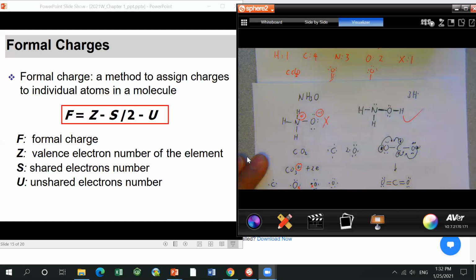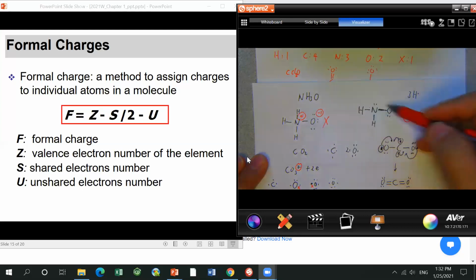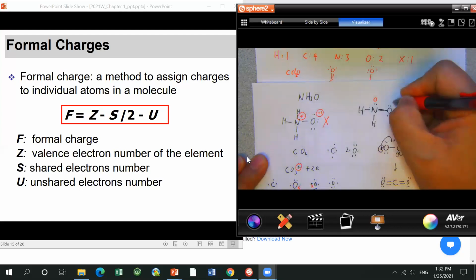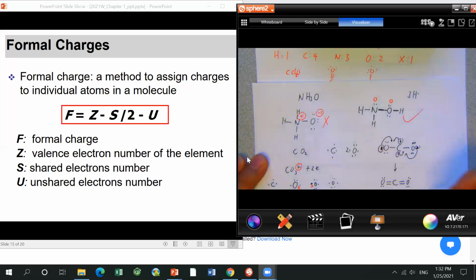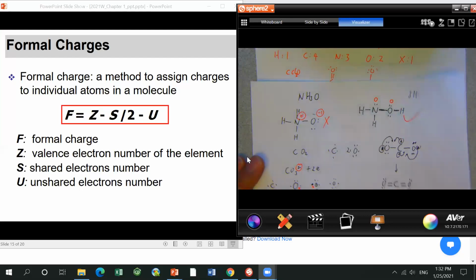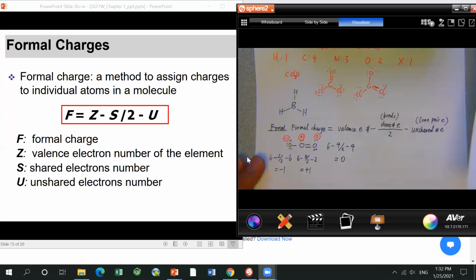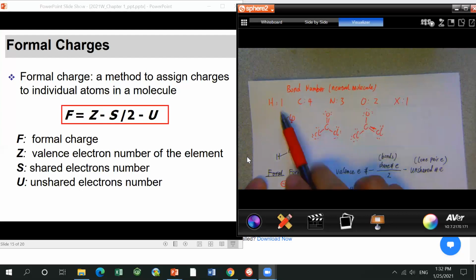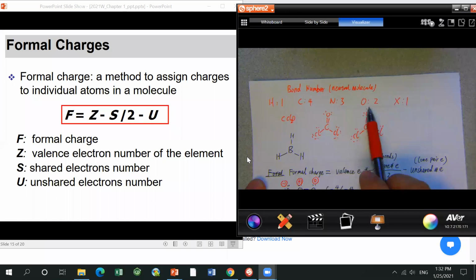They always want to get a balance, as neutral as possible. For the right Lewis structure, the nitrogen will have a formal charge of 0 and the oxygen also has a formal charge of 0. So that's why this is wrong and this is right. Similar situations for this one. Remember why we say hydrogen 1 bond, carbon 4, nitrogen 3, oxygen 2, and hydrogen 1. If you don't make these bonds, you won't get formal charge 0.